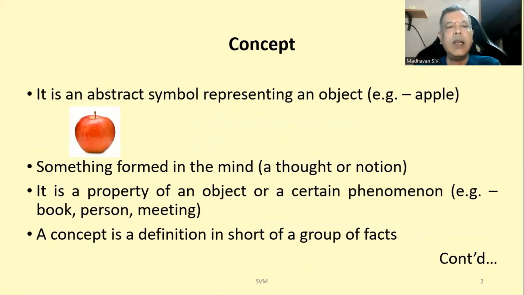Concept. It is an abstract symbol. It has different definitions. One definition is that it is an abstract symbol representing an object. For example, an apple. You can show an apple, and that is also considered to be a concept. Or it can be something abstract which is formed in a mind, some thought or notion. Or it can be about a particular characteristic or property of an object or a phenomenon. For example, the property of a book, a characteristic of a person, a characteristic in a meeting, like that. So in short, we can say it is a group of facts.